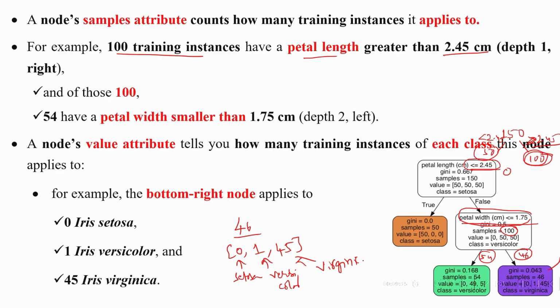Here the condition is petal width greater than 1.75. Like this, we find the corresponding class labels. Here the majority class is virginica. Why? Because 45 out of 46 elements belong to virginica, that's why the class label assigned for this node is virginica.